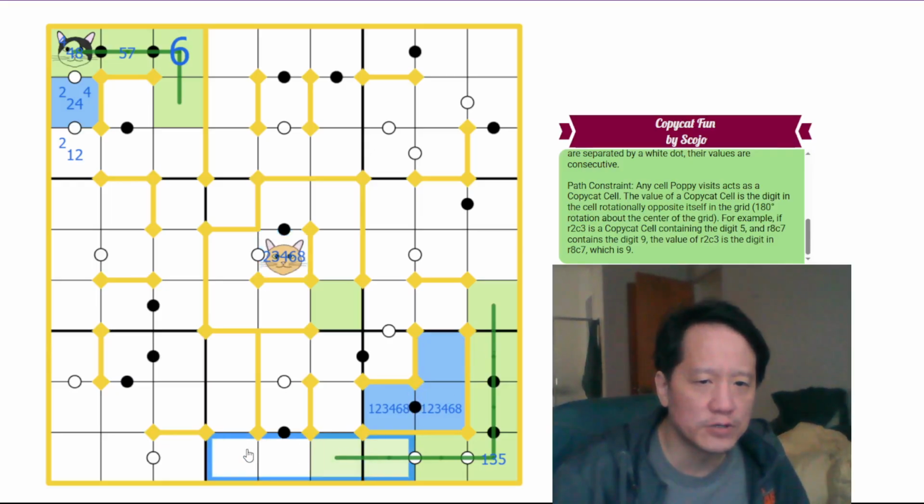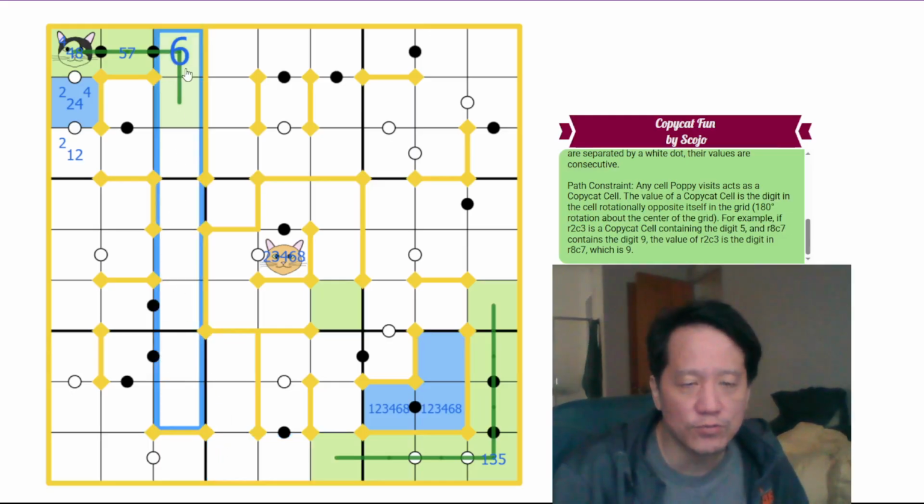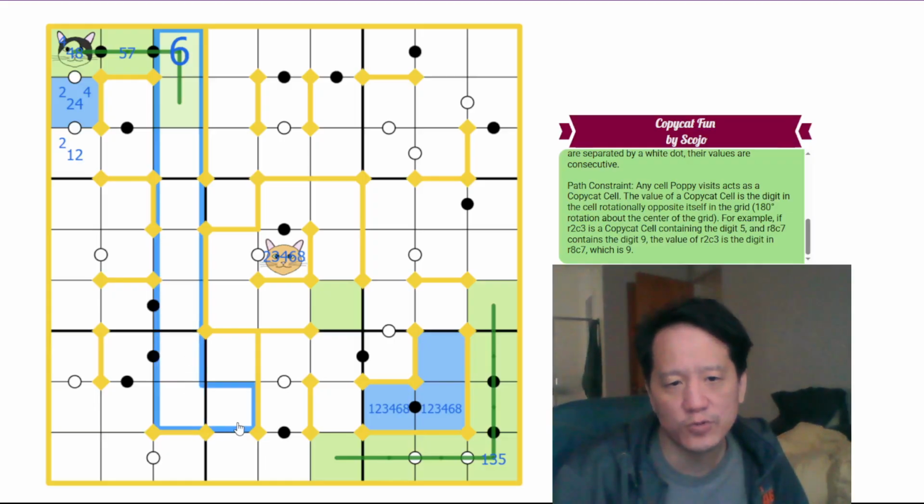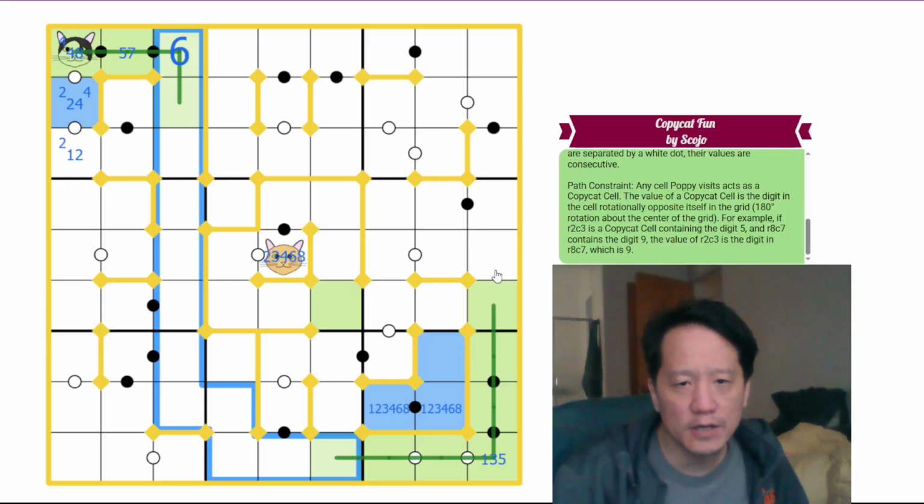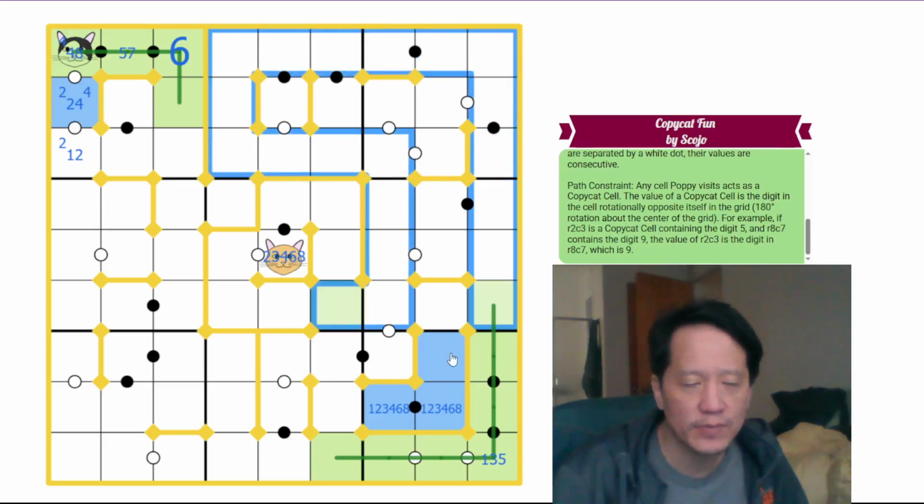So this part is interesting. So say this doesn't connect to this path. That means it would have to connect to this path here somewhere, right? Yeah. And it could go all the way around here, which is possible. All right.